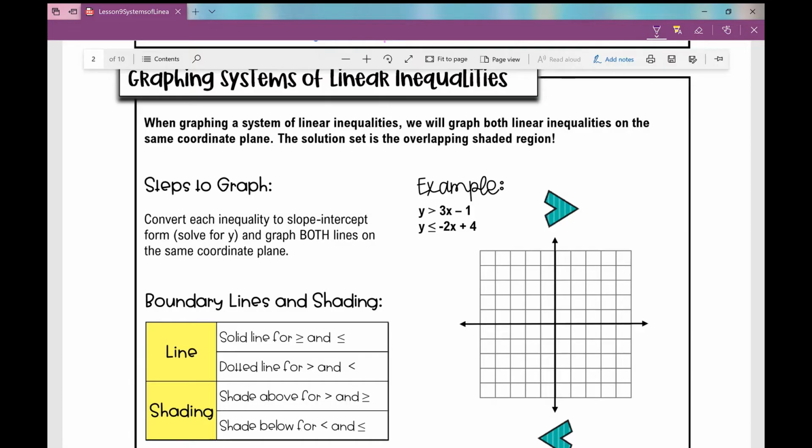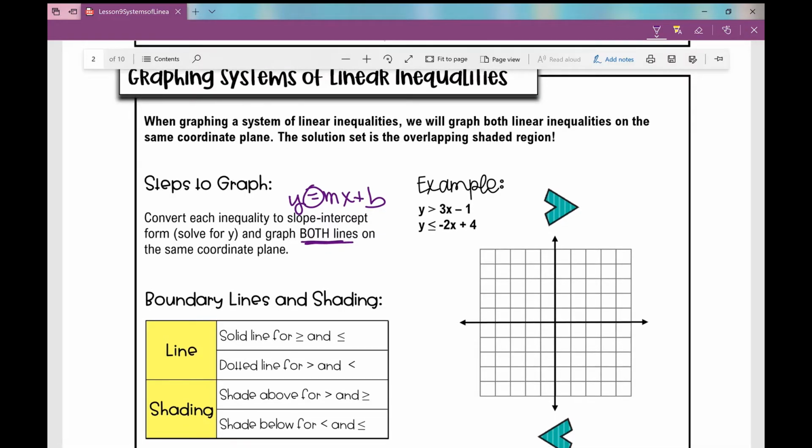So I would pause the video and get out those resources if you have them. So our steps today are the same as they were with our previous lesson. We're going to convert each inequality to slope-intercept form. That looks like this. But again, we're not dealing with equal signs, we're dealing with inequality symbols. And we'll graph both lines on the same coordinate plane. The boundary lines and shading that we talked about in the previous lesson are still true for today because we're just graphing multiple linear inequalities.